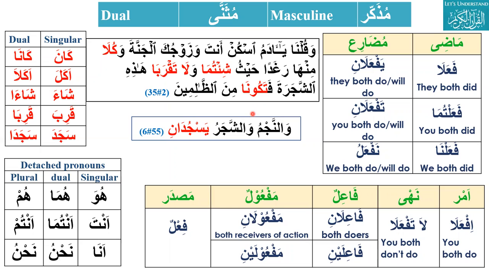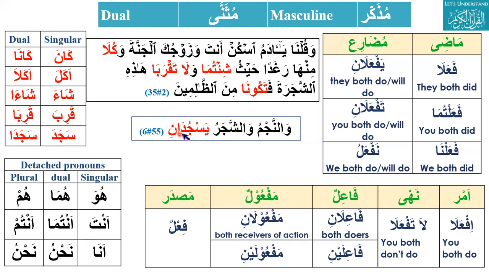In English, normally we just use the word both and it covers everything. Like this in Surah Baqarah, you can see in the story of Hazrat Adam alayhi salam and his wife, it is instructed to both of them. Wakula minha raghadan haythu shi'tuma wala taqraba. You both don't go near. Hadhihi shajara fatakuna min az-zalimin. So this is about the dual.